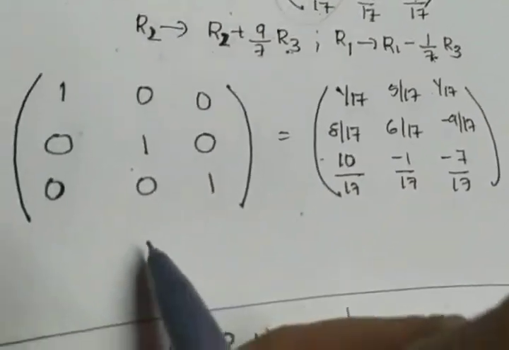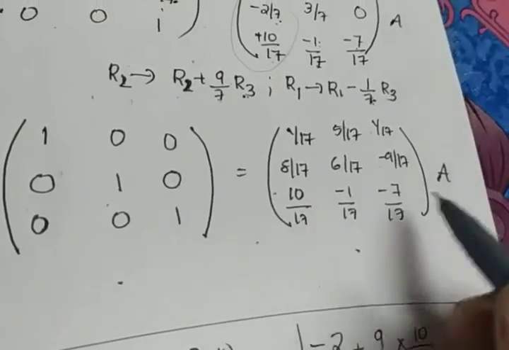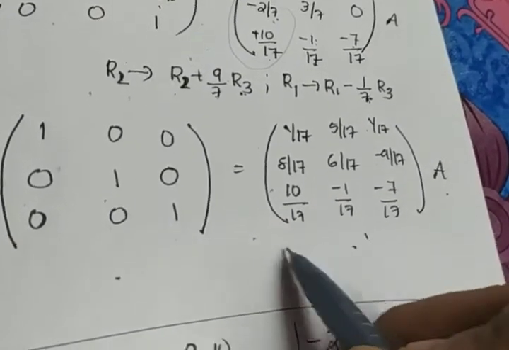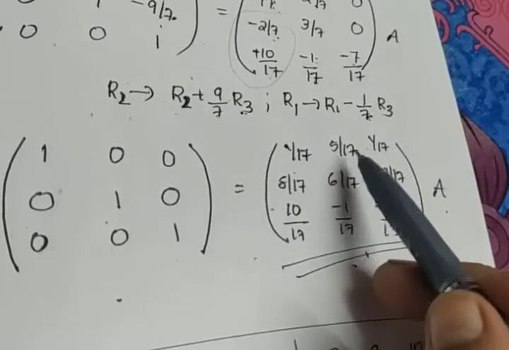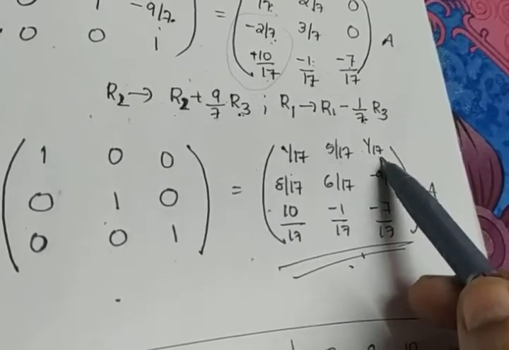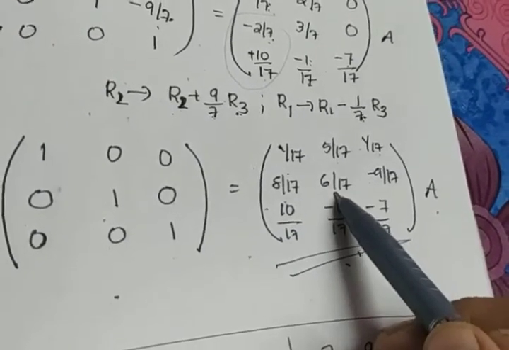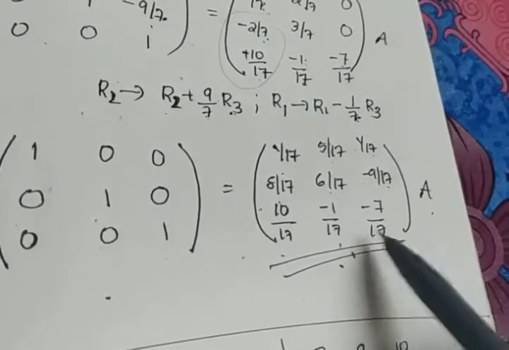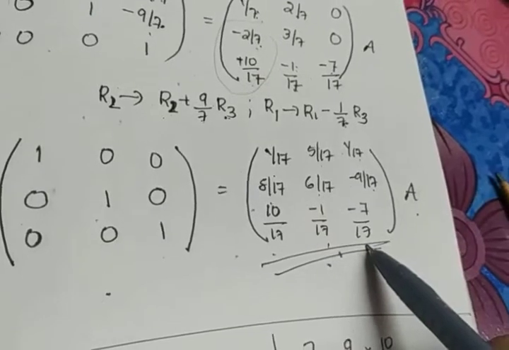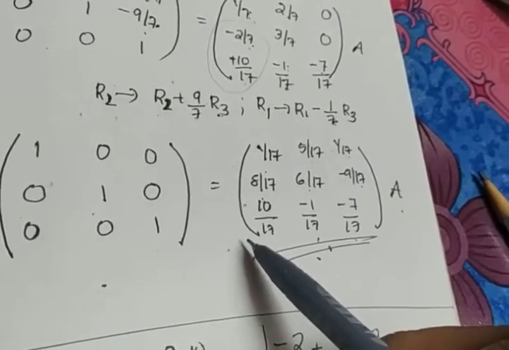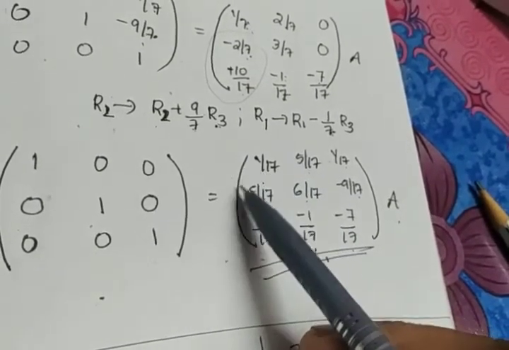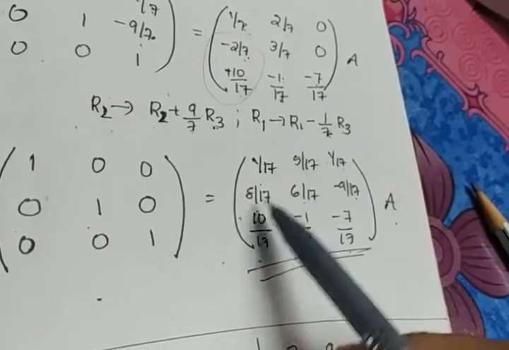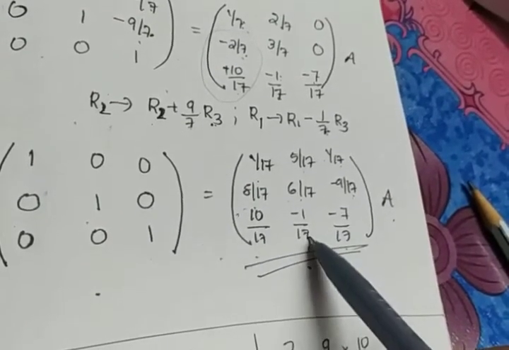Now we got the identity matrix equal to some matrix into A. That means the inverse will be this matrix: 1 by 17, 5 by 17, 1 by 17, 8 by 17, 6 by 17, minus 9 by 17, 10 by 17, minus 1 by 17 and minus 7 by 17. If needed, you can take 1 by 17 outside and write the matrix as 1 by 17 into 1, 5, 1, 8, 6, minus 9, 10, minus 1, minus 7.